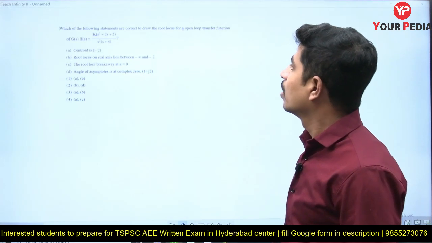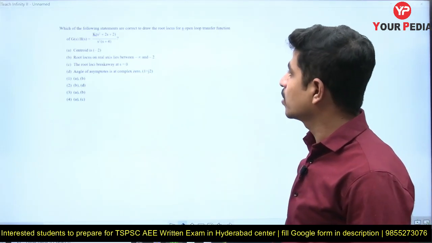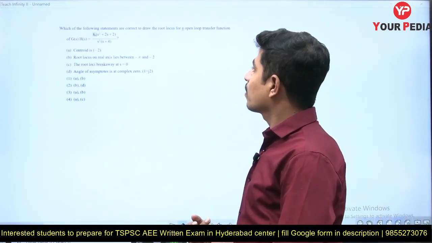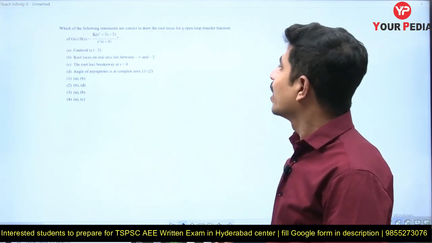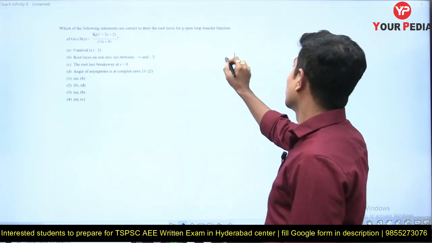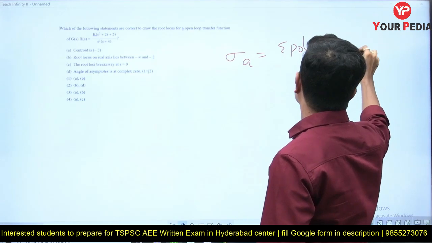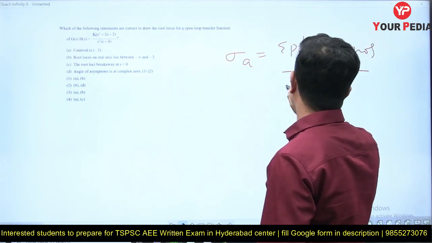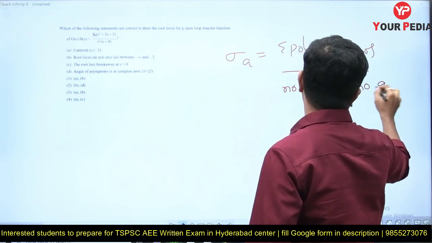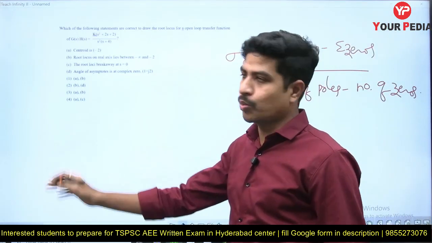Yeah, the next question: which of the following statements are correct to draw the root locus for an open loop transfer function G of S into H of S is equal to K into (S square plus 2S plus 2) by S square into (S plus 4). Centroid is at minus 2. For finding centroid, what is the centroid formula? Sigma A is equal to sum of poles minus sum of zeros by number of poles minus number of zeros. You do this one, you get the centroid. I'm not going to calculate it. You do this one. Okay.